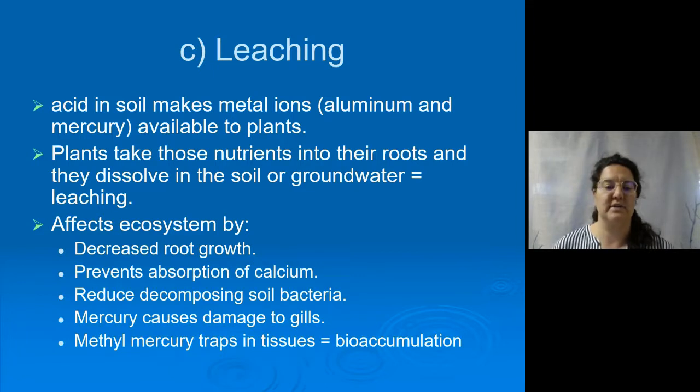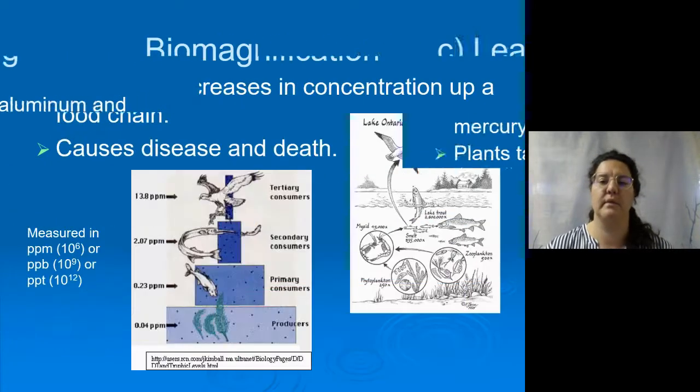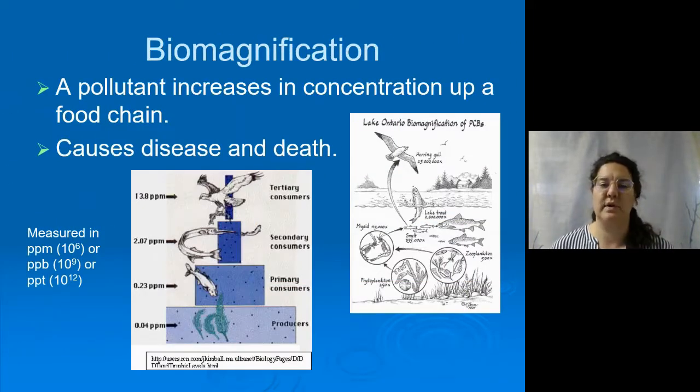Mercury, if it gets leached into the soil, also causes damage to the gills of aquatic animals, and methylmercury becomes trapped in body tissues, which leads to bioaccumulation. So bioaccumulation is when a pollutant increases in concentration up a food chain. So we might have a very low concentration of methylmercury in our producer population, so 0.04 parts per million, very low concentration.